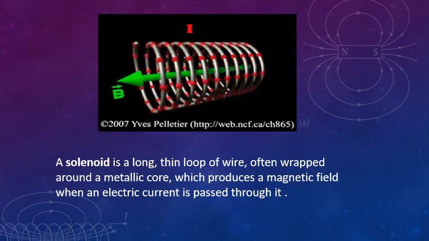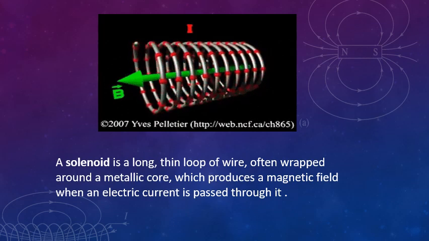Before starting, let us understand what is meant by a solenoid. A solenoid is a long, thin loop of wire often wrapped around a metallic core, which produces a magnetic field when an electric current is passed through it. Or, a solenoid is a tightly wound helical coil of wire whose diameter is small compared to its length. The windings are sufficiently tight that each turn of the solenoid can be considered as a circular wire loop.